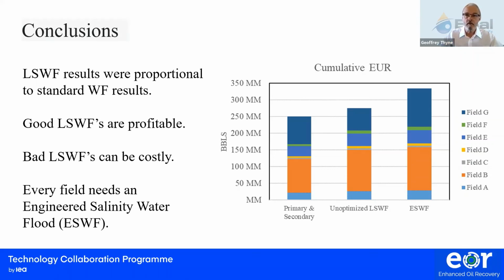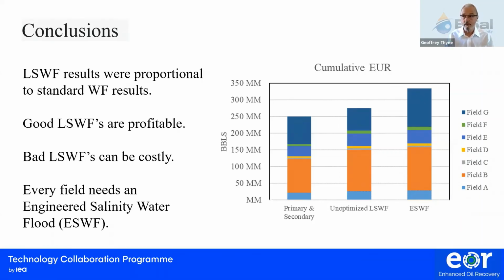And then the last column is what could you have gotten if you tested all the fields ahead of time and optimized the wettability like we do for the maximum benefit. And you can see that that's a much better scenario where you're picking up, you know, about 125 million more barrels of oil out of the 7 fields.